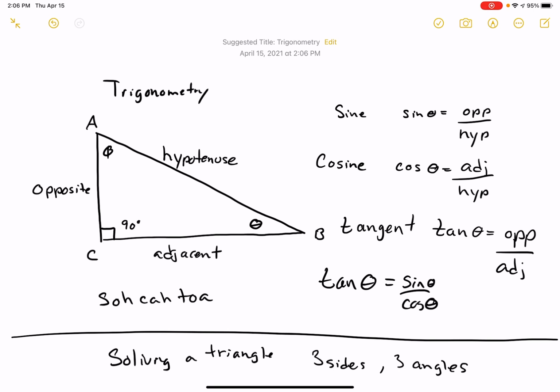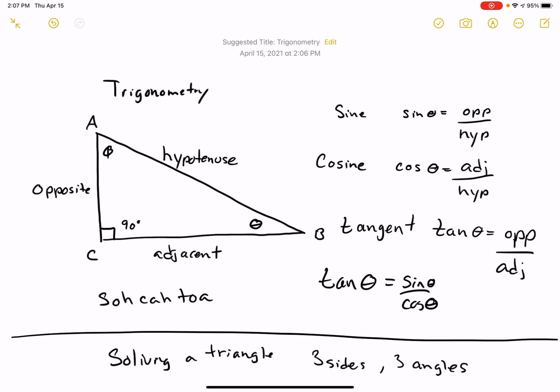The cofunction of sine is called cosine. The reason they're called cofunctions is because they're talking about two angles that are complementary to each other. Remember, complementary angles add up to 90 degrees. So here, the cosine of angle theta is equal to the adjacent over the hypotenuse. And then tangent represents the ratio of the opposite divided by the adjacent. Tangent can also be written as sine of theta divided by cosine of theta. That's the identity for tangent, if you will.